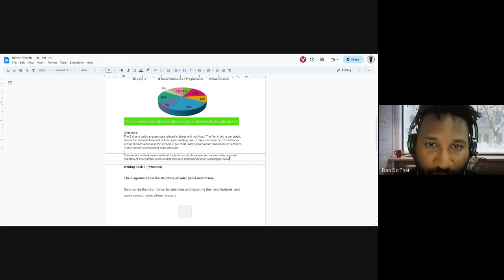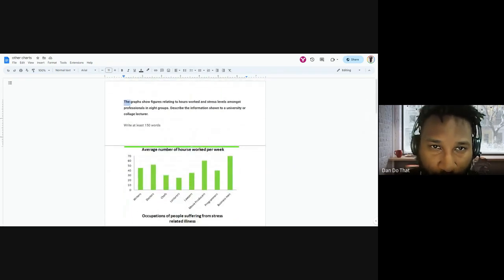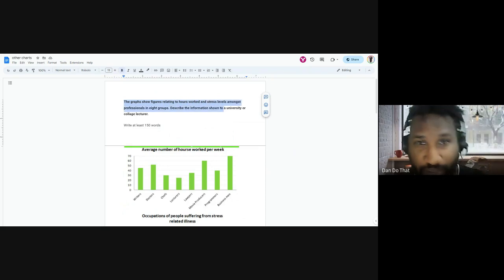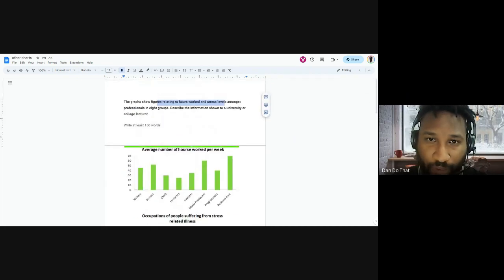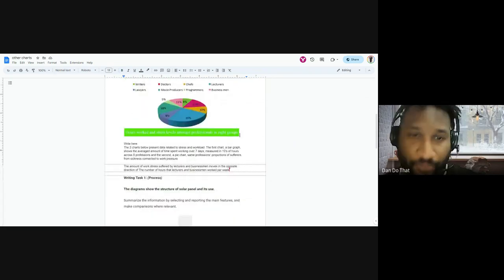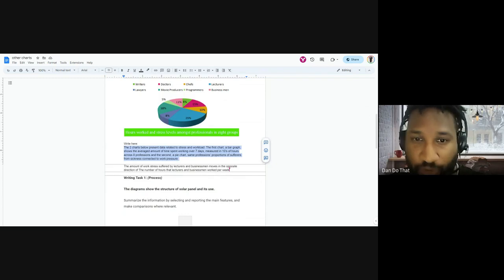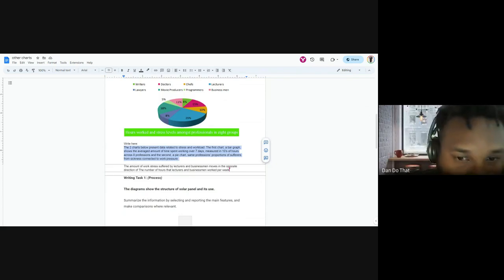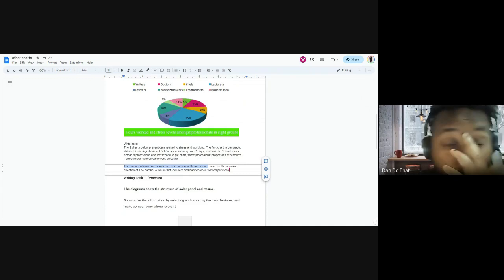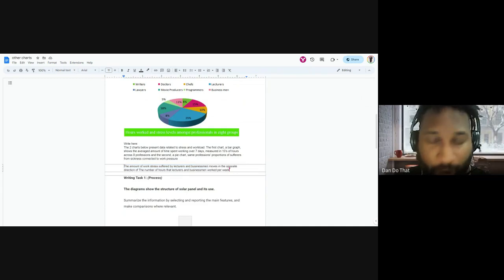That's where our word count will get much bigger. Also, in the introduction, I forgot to paraphrase the actual title. This is the title of both charts. You paraphrase the title of both charts, then you paraphrase each chart by itself, and you get the correct number of words. So now we have the amount of work stress suffered by lecturers and businessmen. All right. We describe that.